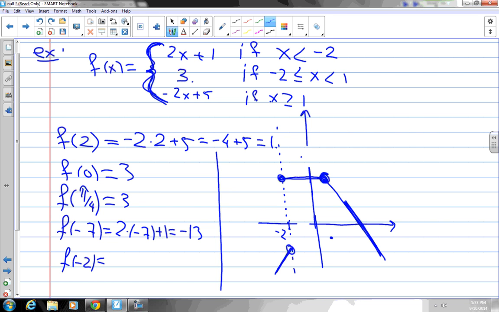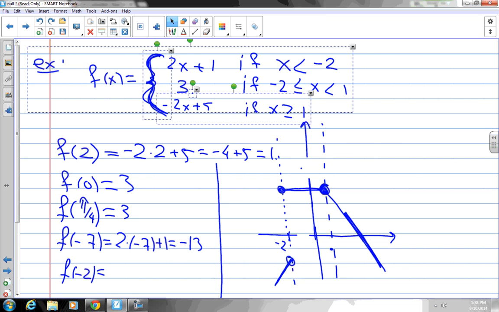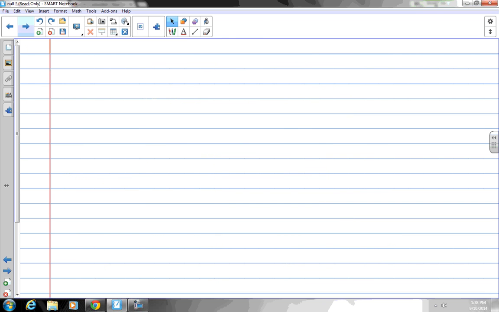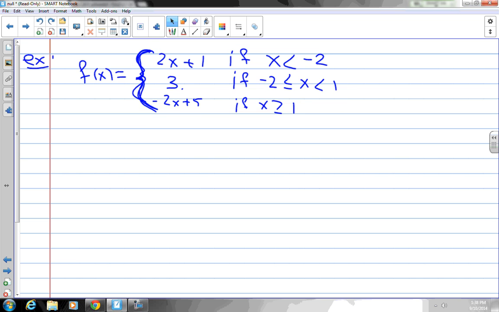Another way of doing this. Another way of graphing this function is to do this directly, actually graph the pieces that you need. Because again, remember, in order to graph a line, all you need is a point and a slope.